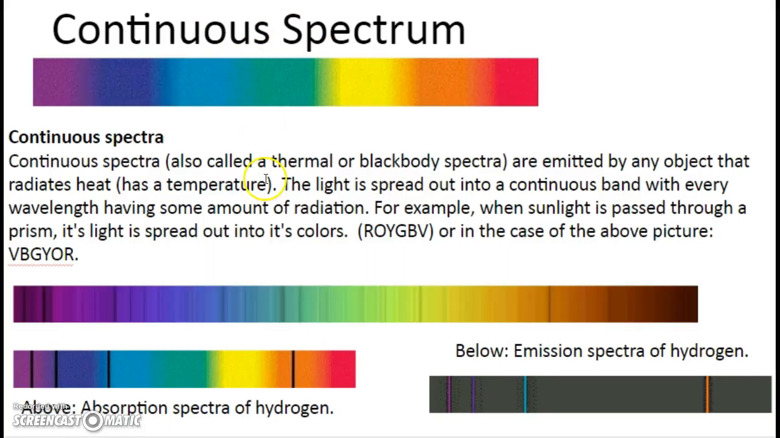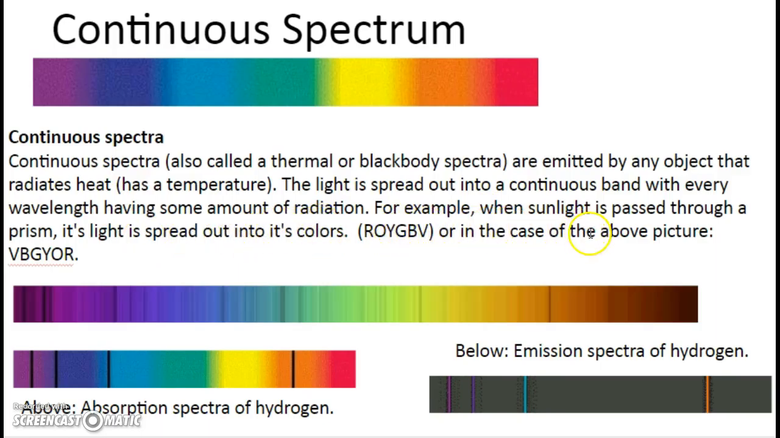So let's look at this one more time. Let's look at it a little differently. So this is the continuous spectrum. Continuous spectra, also called thermal or black body spectra, are emitted by an object that radiates heat, right? It has some temperature. So the light is spread out into a continuous band, with every wavelength having some amount of radiation. For example, when sunlight is passed through a prism, its light is spread out into its colors, right?